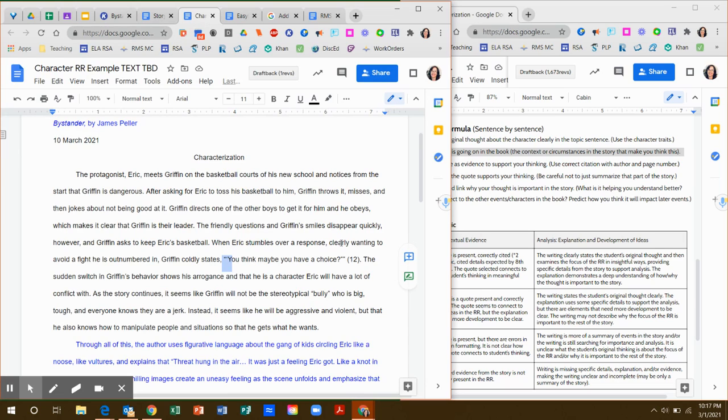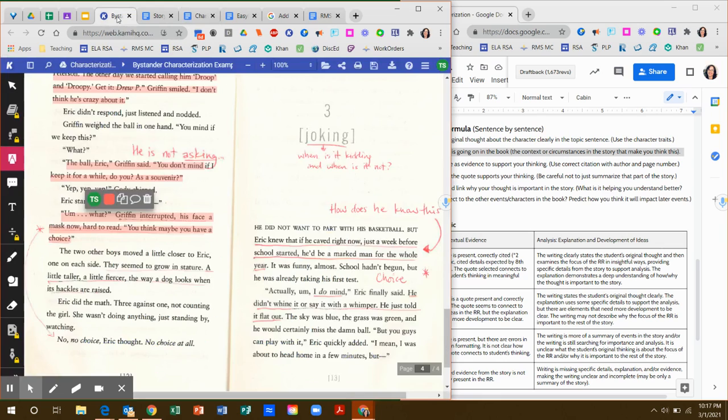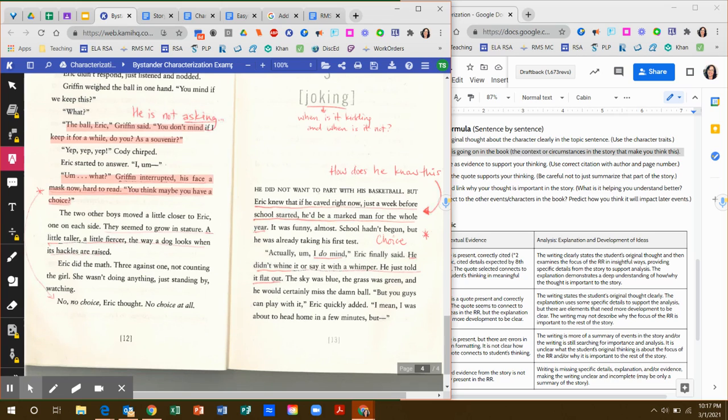Eric stumbles over his response. He wants to avoid a fight, and Griffin coldly states, and up here I explained that the friendly questions and Griffin's smiles disappear. And so there's that shift right there. And so I'm trying to set that up. So I think writing Griffin interrupted would be repetitive. So I just want to focus on what he said. But again, notice there's the quotation marks right here. And we're on page 12, right? So I know that I've got the right page.